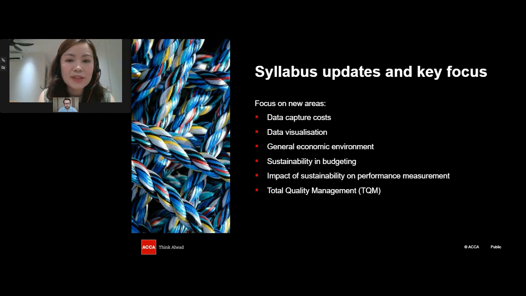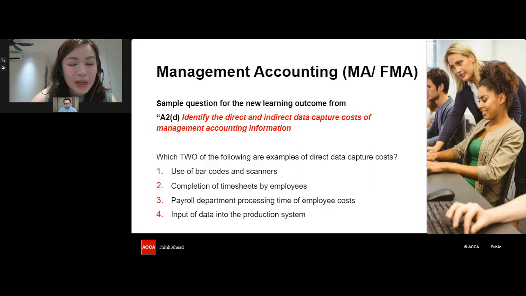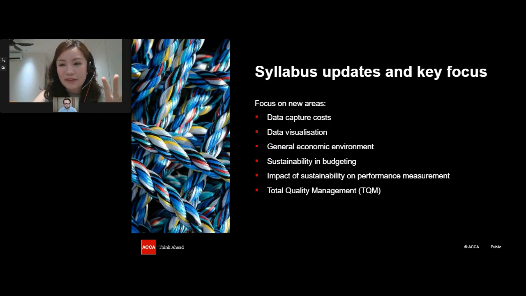So for the syllabus updates and the key focus here, we're looking at all these key points. For example, data capture cost. We're going to have a last question later to do with the data capture cost. And again, this part is also in the syllabus of Performance Management for your information. So we understand how important this is in affecting your future studies. And of course, not to forget data visualization, it's here as well in the MA.